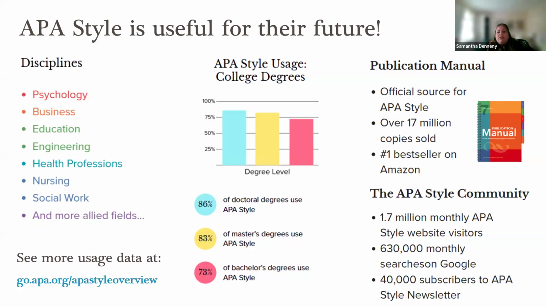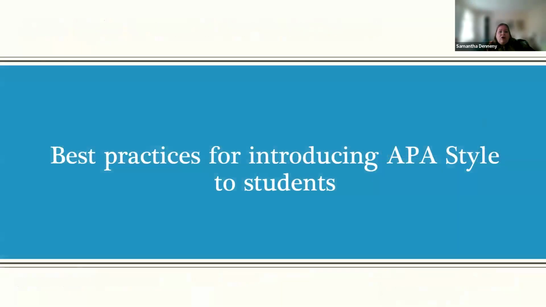The publication manual, which is, of course, our official source for APA style, has sold over 17 million copies as a result, and we have 1.7 million monthly style website visitors. So when learning about APA style for the first time, it's important that they know that this is something that's going to be helpful for their future, and it's going to teach them some great critical thinking skills. So Chelsea's going to talk about some best practices for introducing APA style.